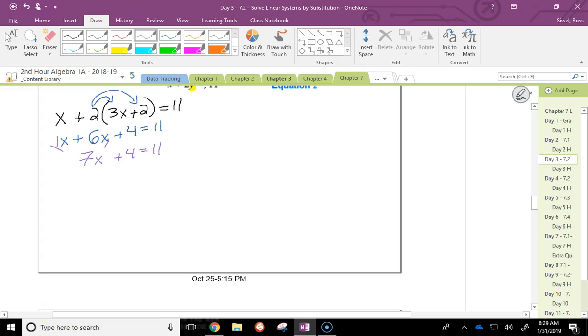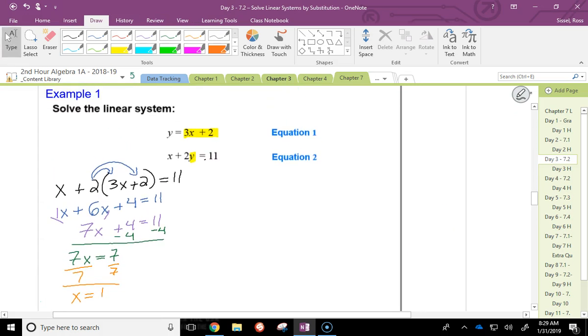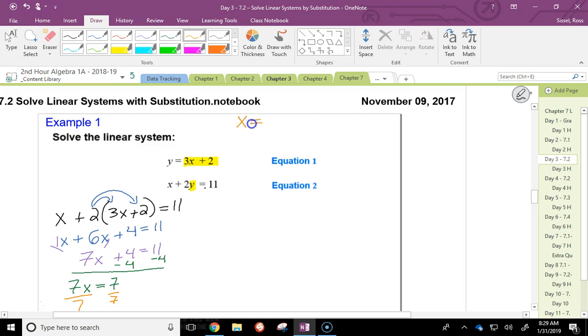So, when we do our like terms, we have 7x plus 4 equals 11. And then this is what we did a few chapters ago. We're just solving an equation. I minus the 4 on both sides of the equal sign. 7x equals 7. We get x alone by dividing by 7. And we have x equals 1. So that is part of my answer. Part of my answer is x equals 1.